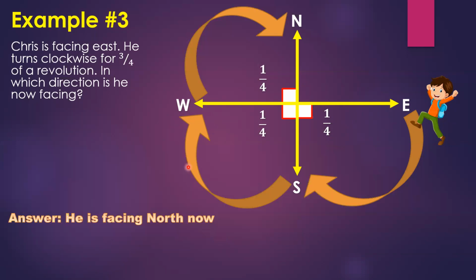Okay. So we start at east, right? We're going in a clockwise direction. Clockwise direction means you're going in the direction of a clock. So from east to south, it's going to be clockwise. That's 90 degrees, 1/4 of a revolution. And we go again from south to west. That's again 1/4 of a revolution. And we're going to go from west to north. That's again 1/4 of a revolution. And so we land at north because they only want us to go 3/4 of a revolution. So we have to move it 3 times.